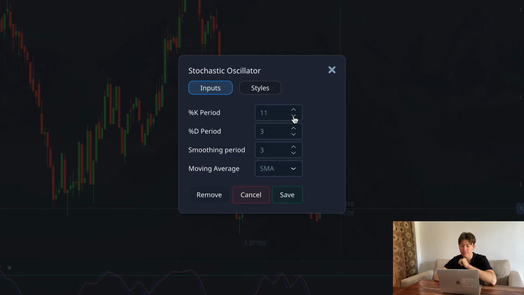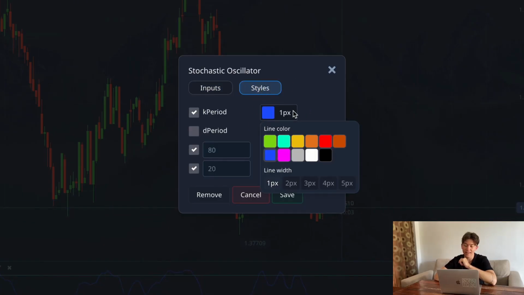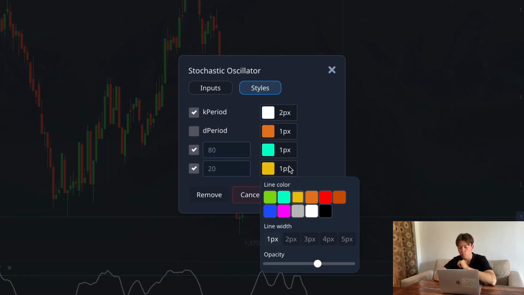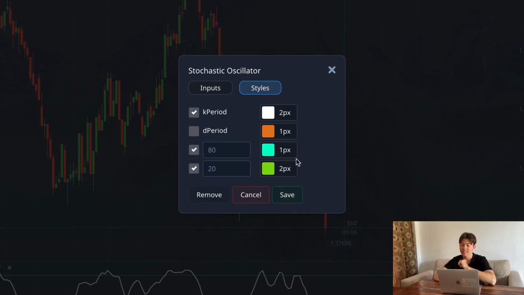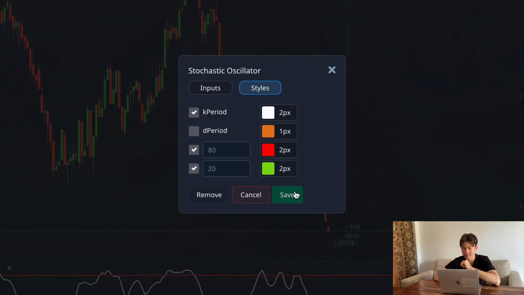Set the K period to 10, then go to style, turn off the D line, set the K line to white with the 2, set the 20 line to green with the 2 and opacity all the way to the right, then set the 80 line to red with the 2 and opacity all the way to the right. Then click save.